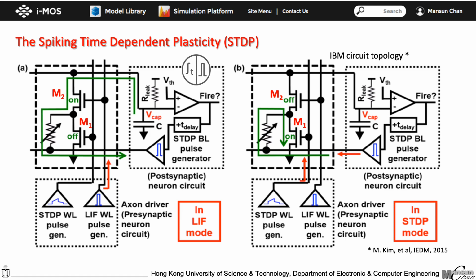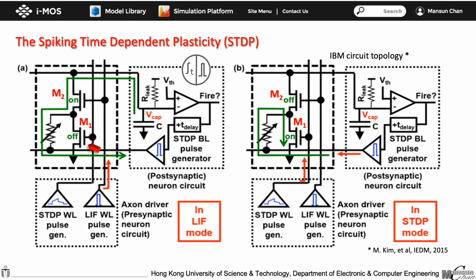In the LIF mode, VCAP is charged up by the leak resistor. When a pulse is received, M2 is turned on, and VCAP is discharged. Depending on the initial resistance of the PCM cell and the frequency of the pulses, the circuit will fire if VCAP drops below VTH. This is the basic operation of the LIF mode. The input pulse also triggers the generation of a specific STDP waveform that controls the amount of M1 turn on for the upcoming STDP action.